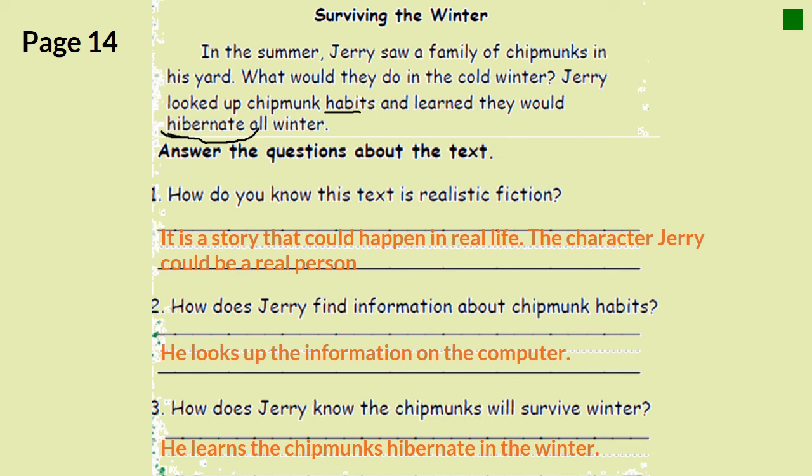So let's move on to number one. How do you know this text is realistic fiction? Of course, because it could happen in real life, and the character Jerry could be a real person. Number two, how does Jerry find information about chipmunk habits? Or how do they live? I think he looks up the information on the computer.